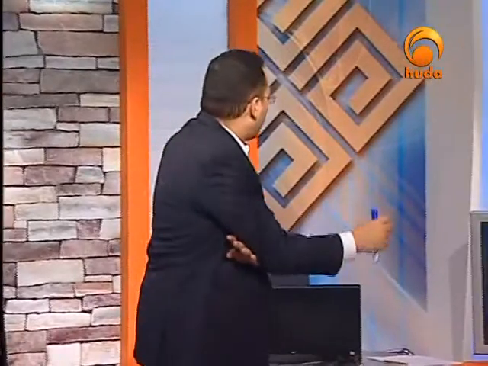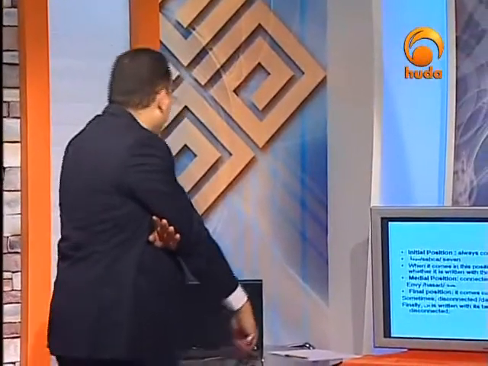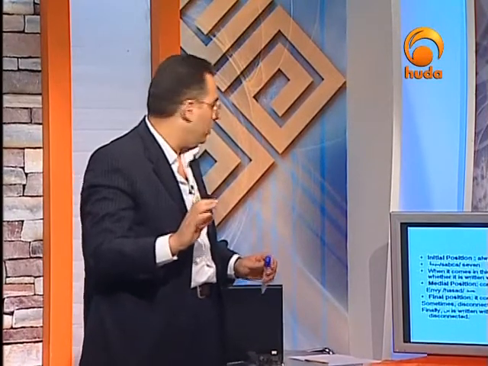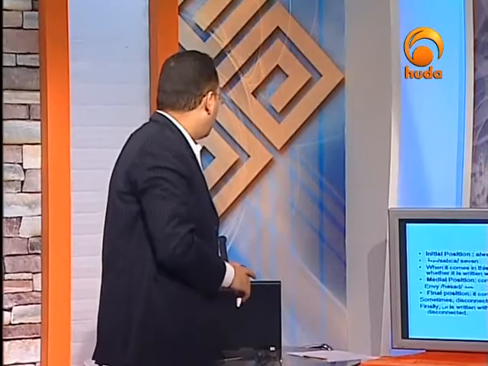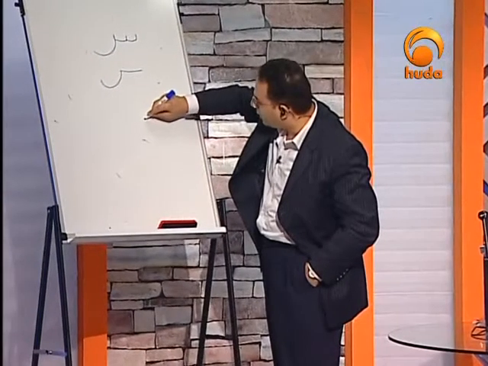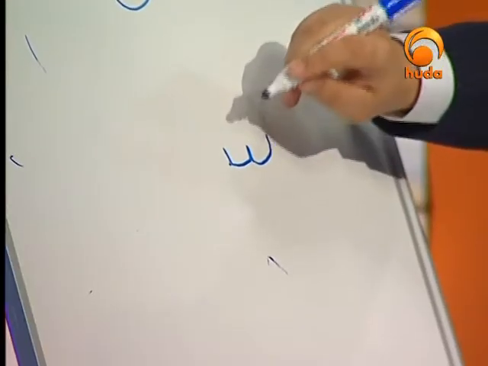Now let's move on here and read how we can write that in different positions inside the word. Sa, when it comes to initial positions, is always connected. In this position, it's written without a tail, whether it's written with three teeth or toothless. That is very important to have in our minds, since we don't see it disconnected in initial position. Let me give you one example here. I would say, for example, the number in Arabic, sab'a. Let me write that here. We have three teeth, as I said before.